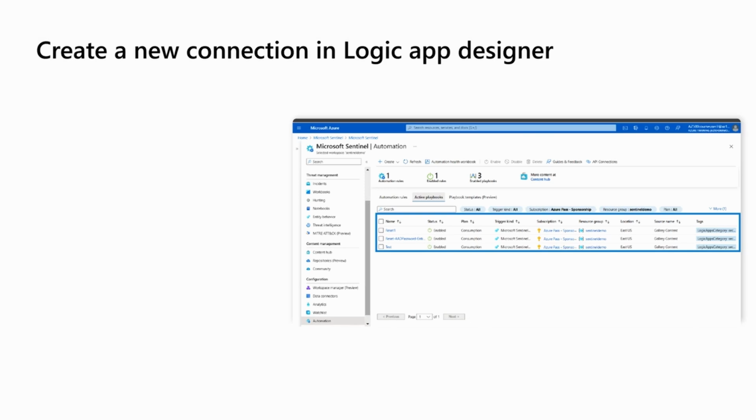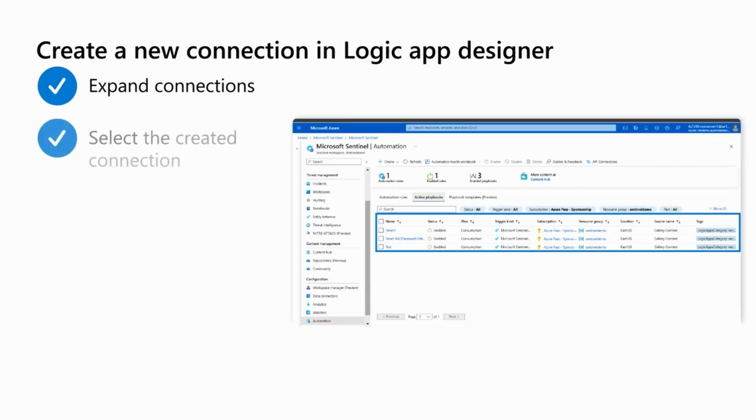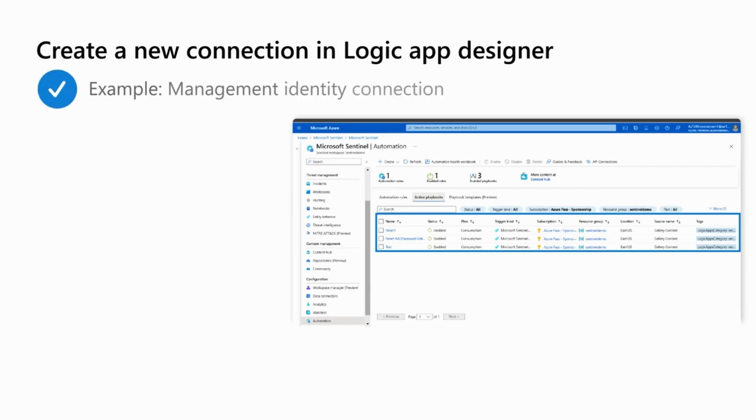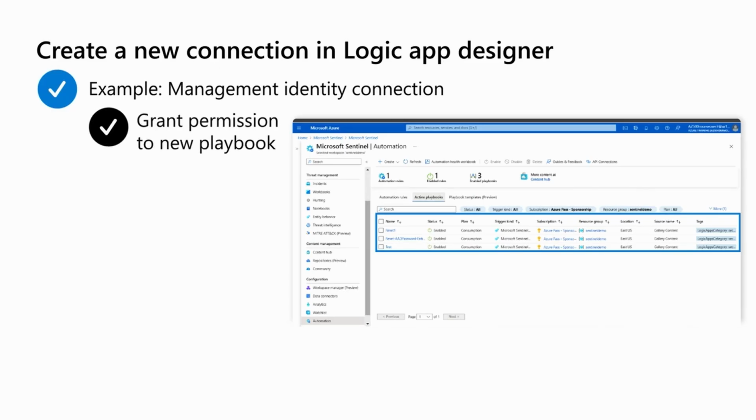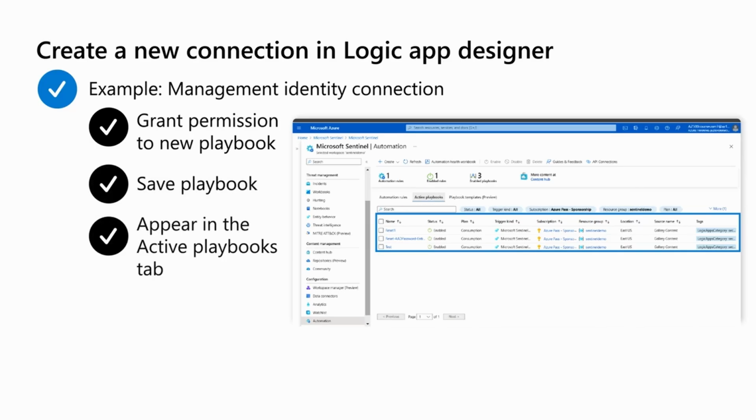If you find any such connectors, expand its boxes from the list of connections and select the created connection. For example, if you select Managed Identity Connection for Microsoft Sentinel, then grant permission to the new playbook on the Microsoft Sentinel workspace and save the playbook. The saved playbook will appear in the Active Playbooks tab. You can run this playbook automatically or manually.